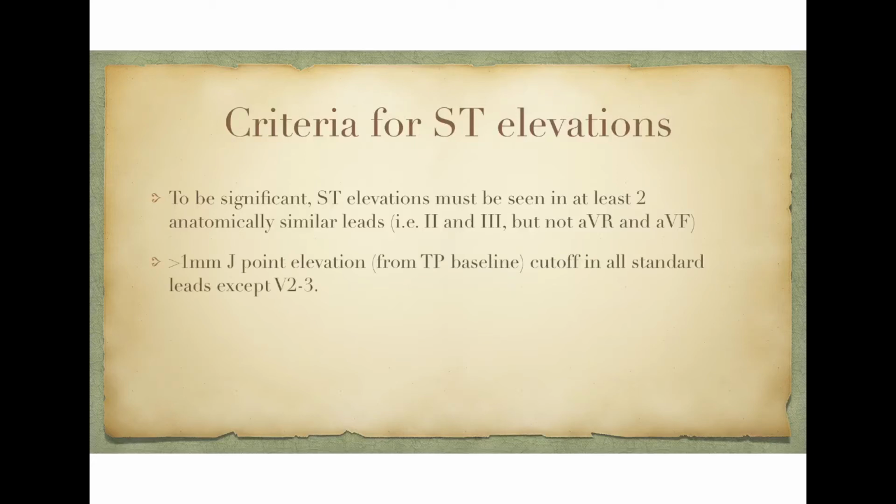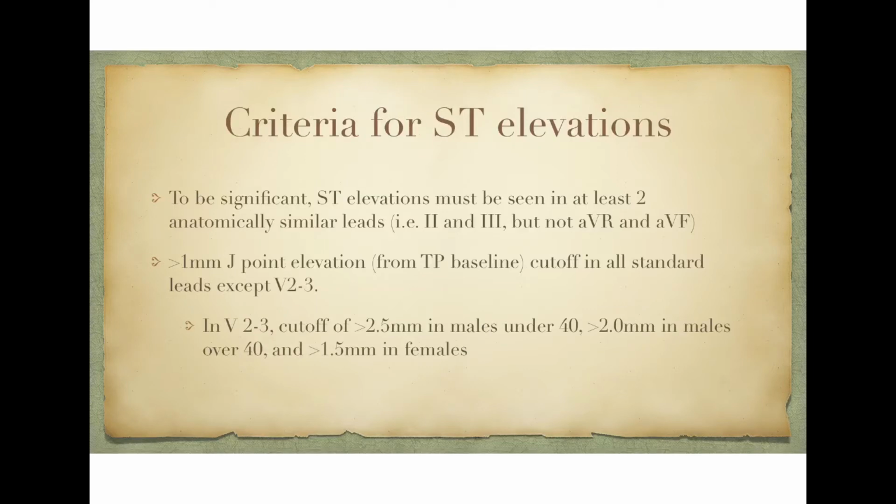You're going to want to see at least 1 millimeter of J-point elevation. That's with standard ECG calibration, 10 millimeters per millivolt, from the TP baseline in all the standard leads, except for V2 and V3. So for V2 or V3, you set a cutoff of 2.5 millimeters in males who are under 40, 2 millimeters in males above 40, and 1.5 in females.